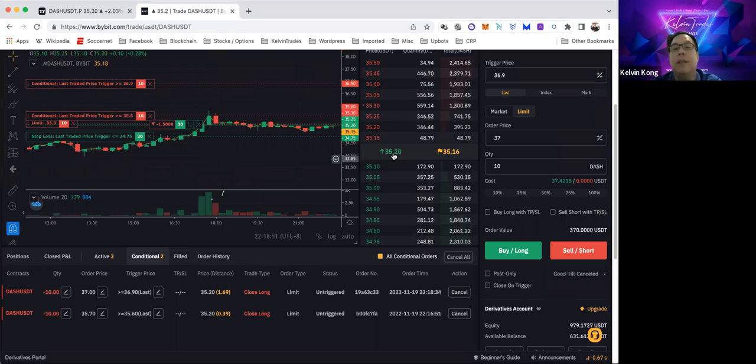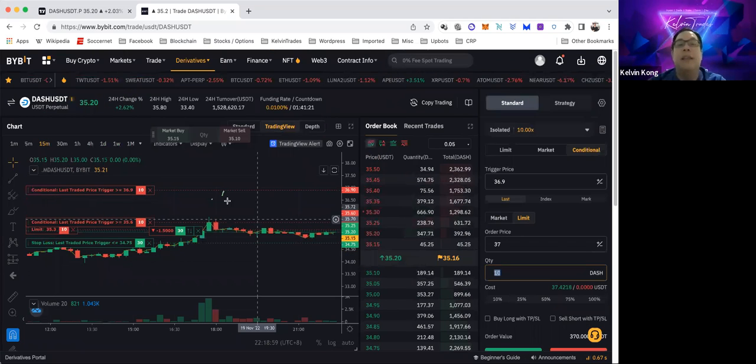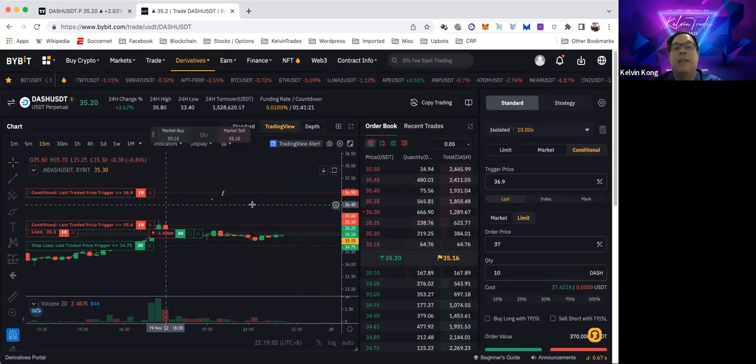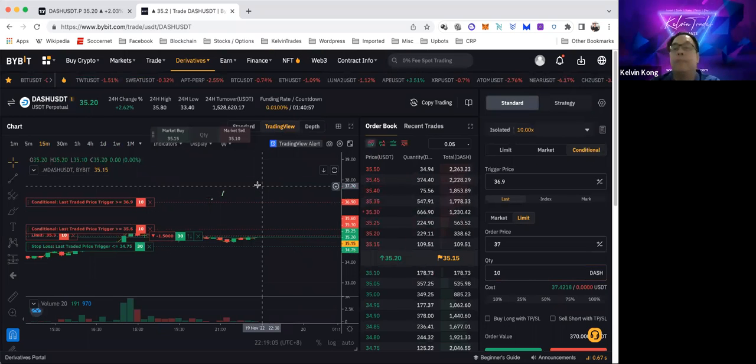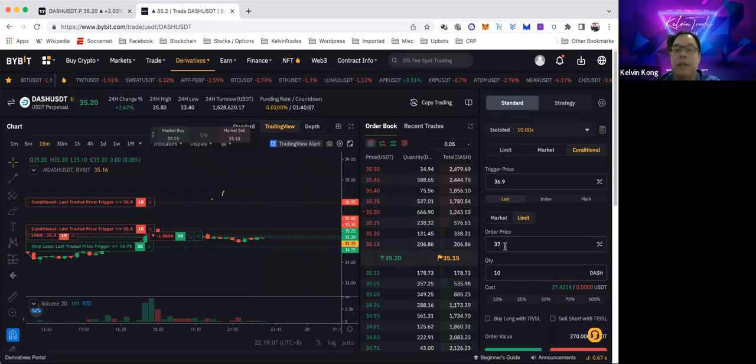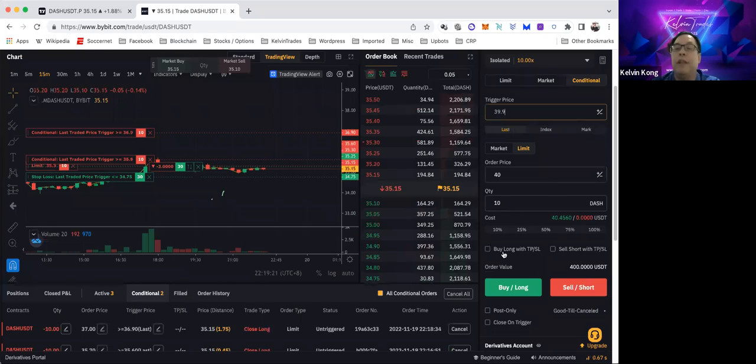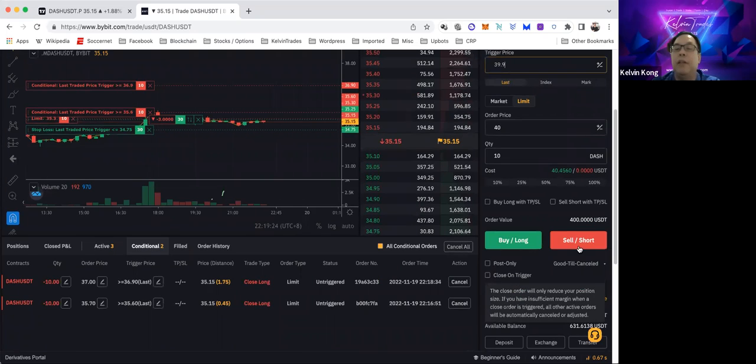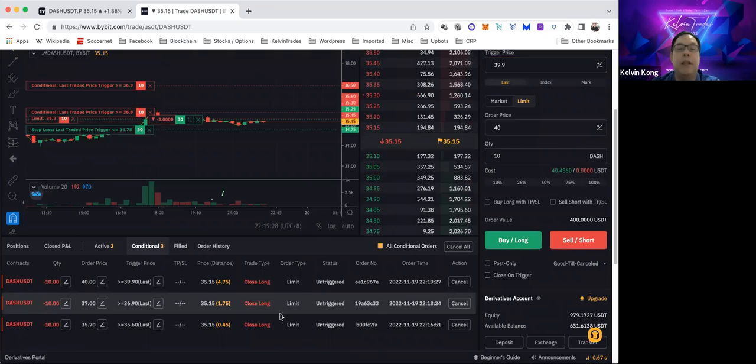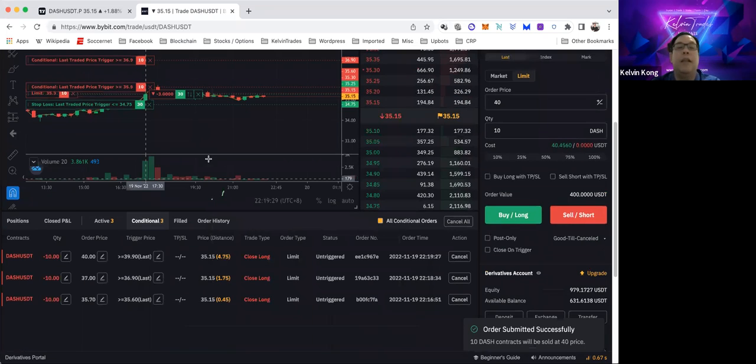So I still have another 10 quantity, right? Just let it run, if let's say Dash were to just rocket. Okay, I'll just let it run, or I can set another TP3. Let's say I want to set it at $40. So my TP3 will be 39.9. Okay, my final order TP3. Click close on trigger, sell. Okay, done. So my setup is done.